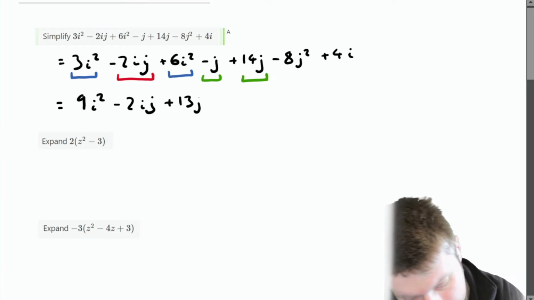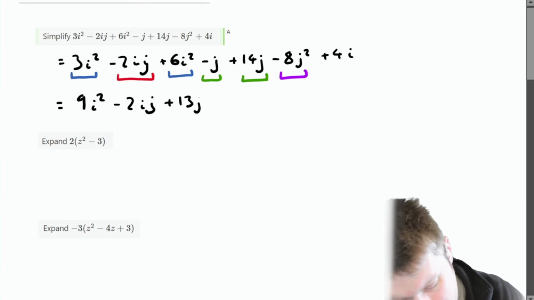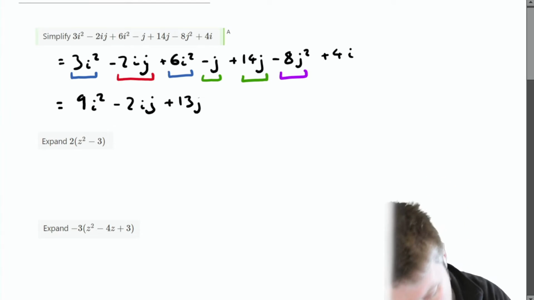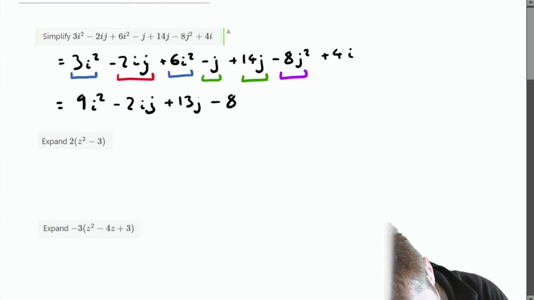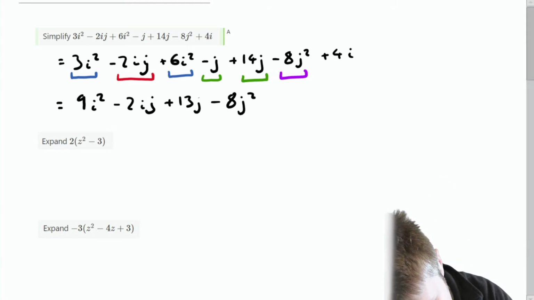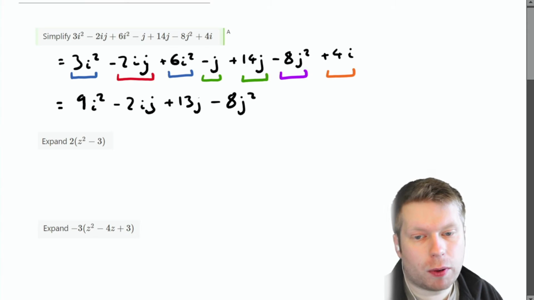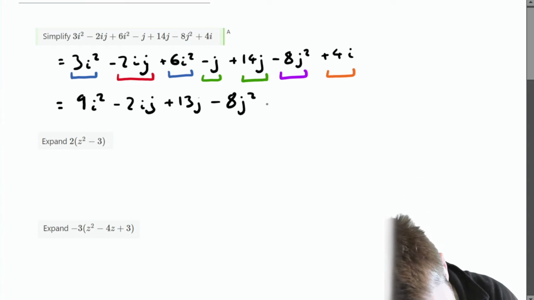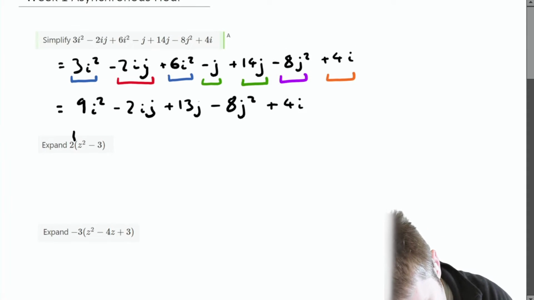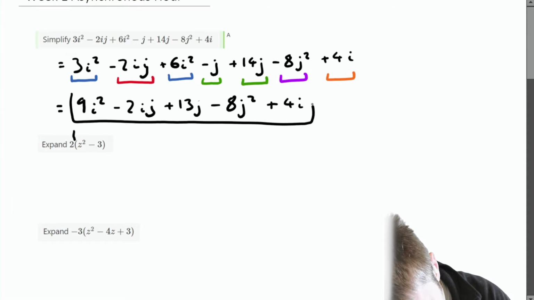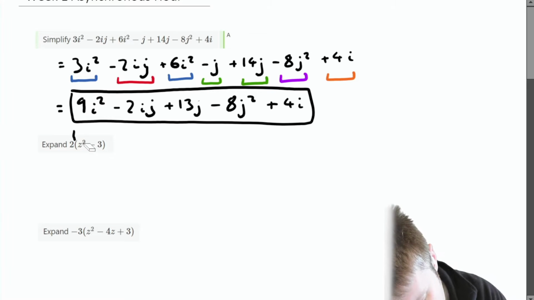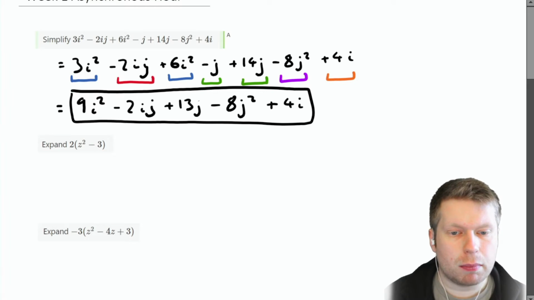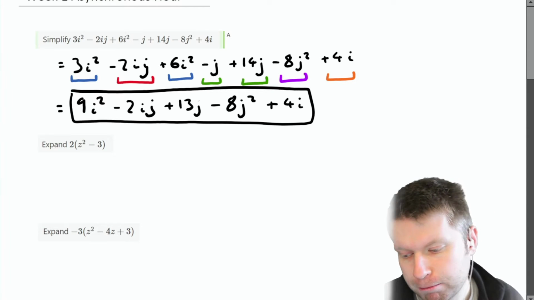So I've got a negative 8j squared. Well, I've got no other j squared terms, so I'm just going to write that in. So negative 8j squared on its own. And likewise, there's no other terms with just an i in apart from that 4i. So I'll just write that as plus 4i there. Okay, so that would be my final answer. I just have 9i squared minus 2ij plus 13j minus 8j squared plus 4i would be my answer there.